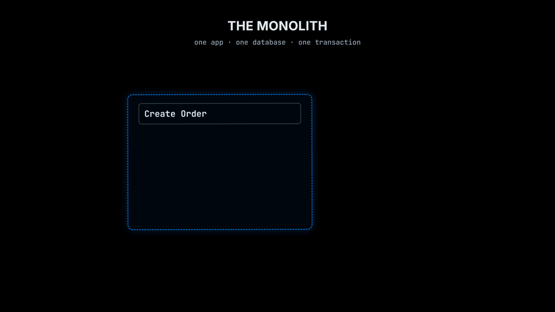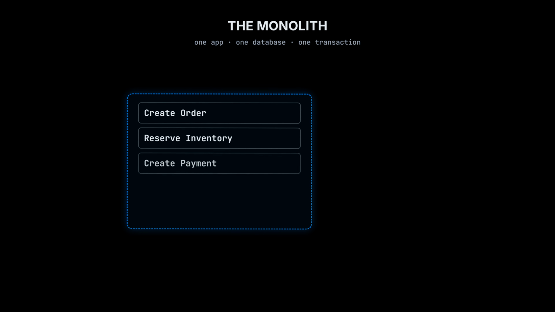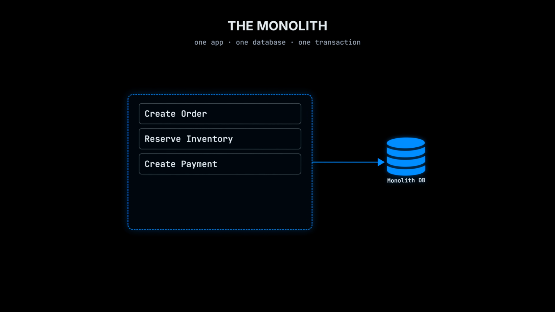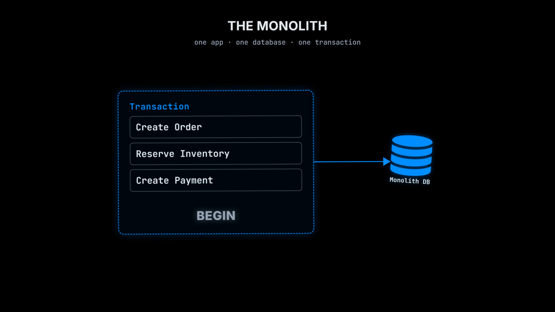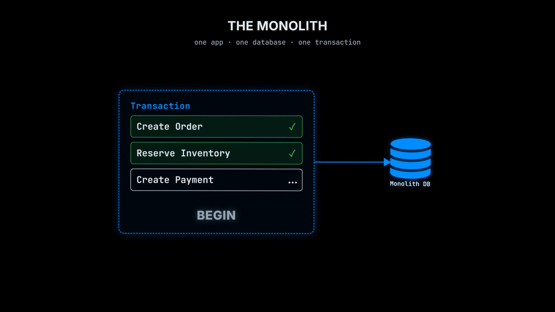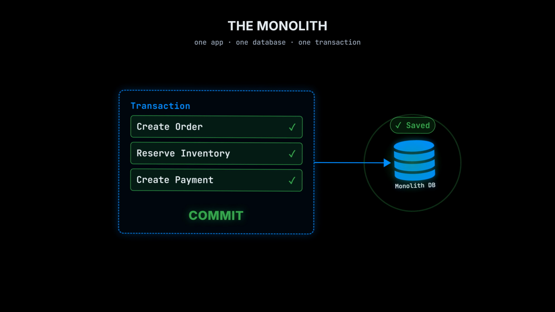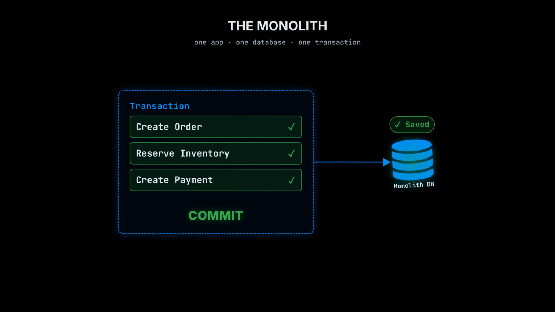The monolith. In a monolith, a customer places an order, and the app needs to do three things: create the order, reserve the inventory, and process the payment. And here's the beautiful part. All of that data lives in one single database. So what do we do? We wrap all three steps in one transaction. Create the order, reserve the inventory, charge the payment, and commit. Everything succeeds. We commit and the whole thing is saved together, atomically.